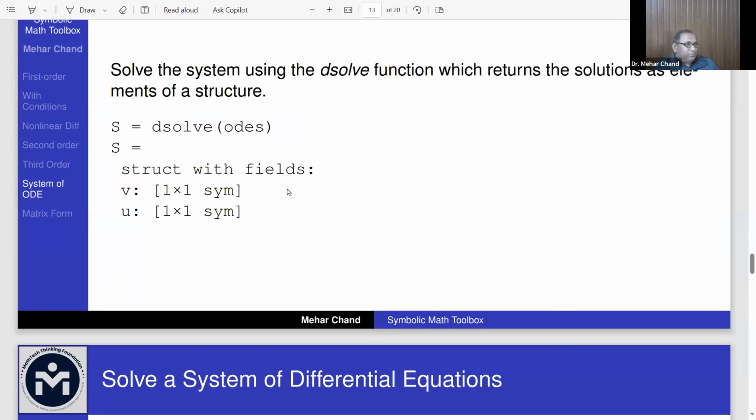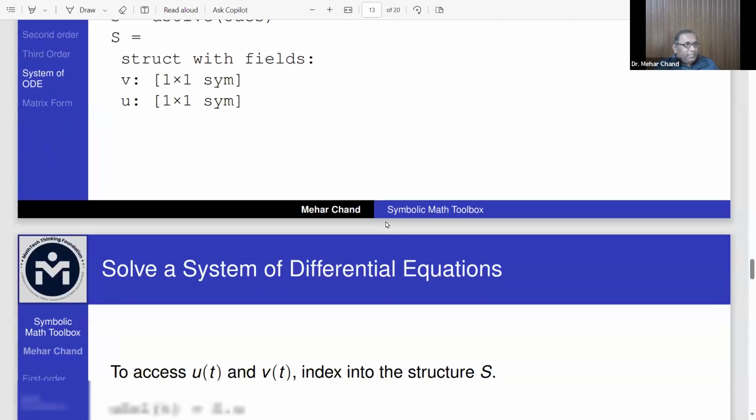Then what you will do? You will do S is equal to, you are using dsolve. So when you use dsolve, this will return the answer in this form. But you need to extract the value of u and v. For that purpose, you have to apply this part.